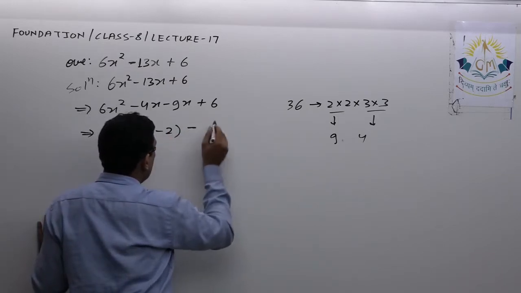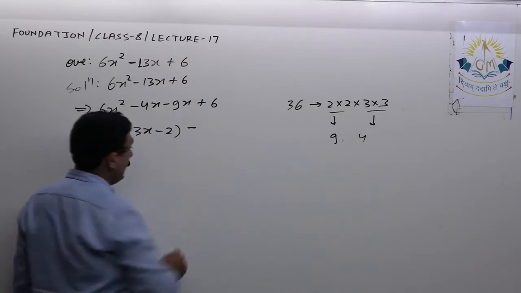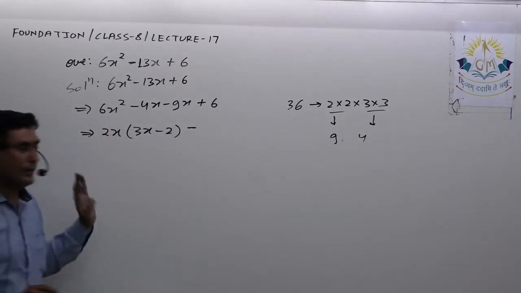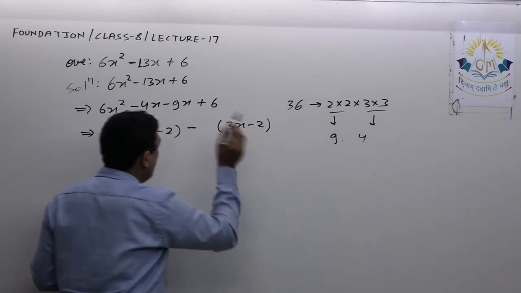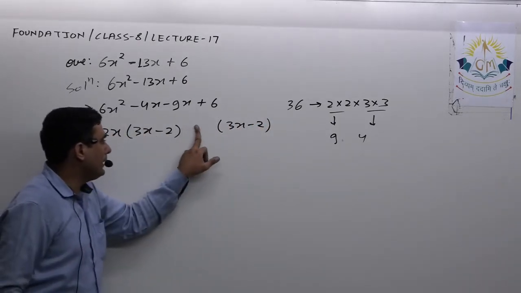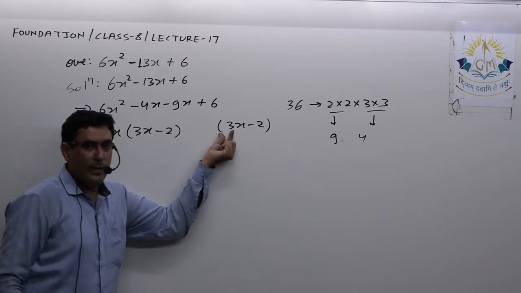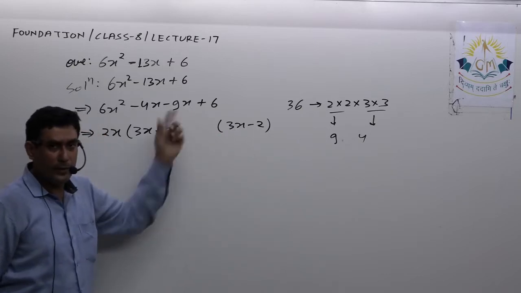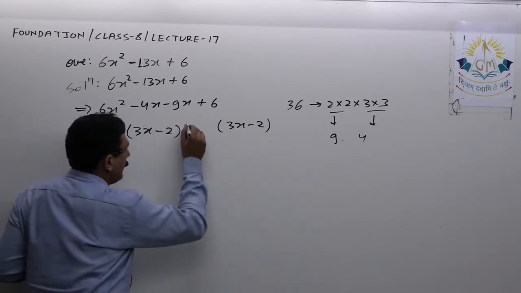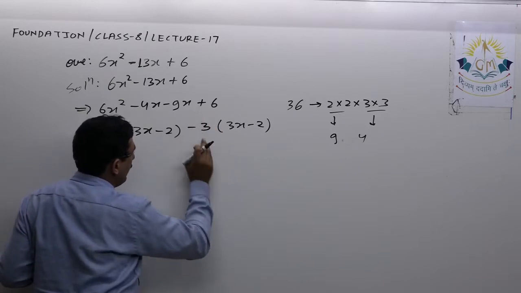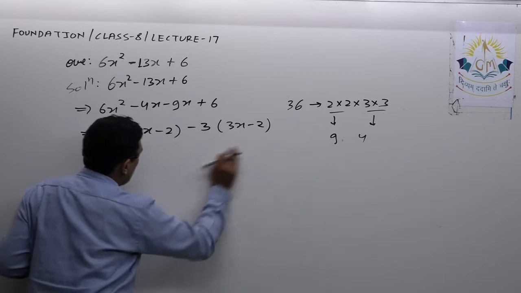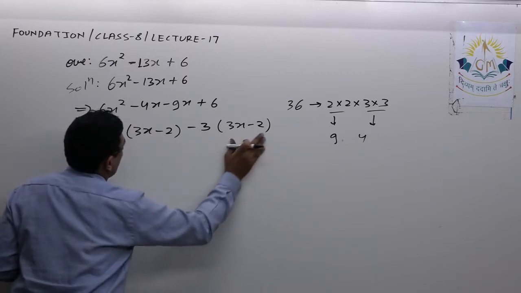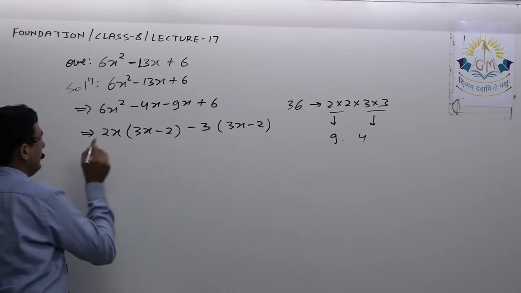Okay, now over here, what should I take common? If you are getting confused about what to take common, then write 3x minus 2 first, and then think what you should multiply in this 3x to get this minus 9x. So you will get the answer as minus 3. If I multiply minus 3 into 3x, I will get minus 9x, and this by default gets fixed. That is minus 3 into minus 2, that is plus 6.